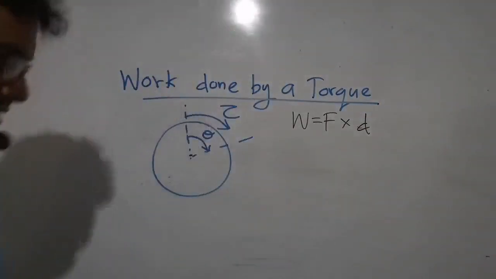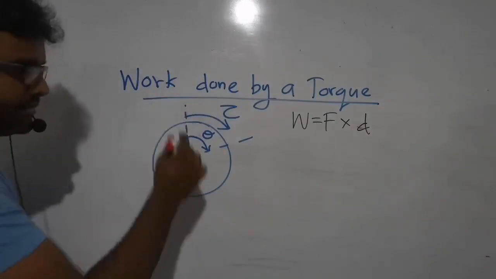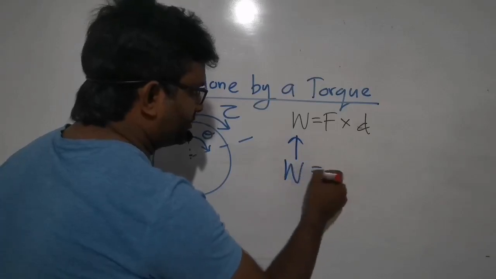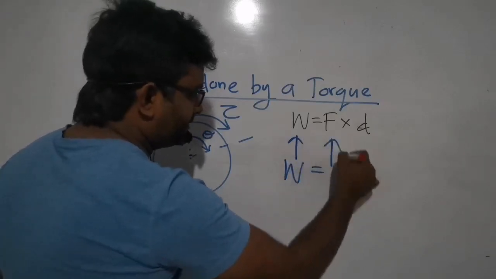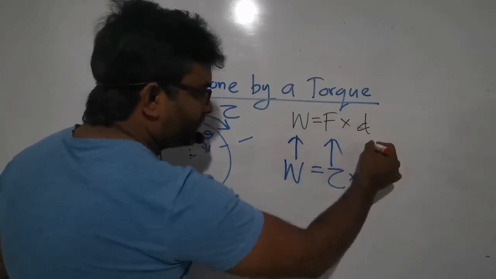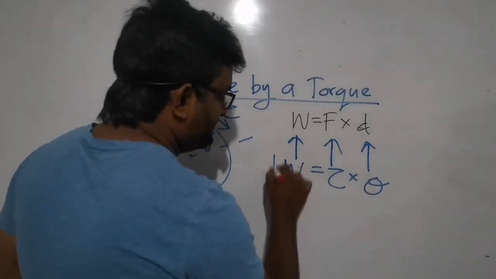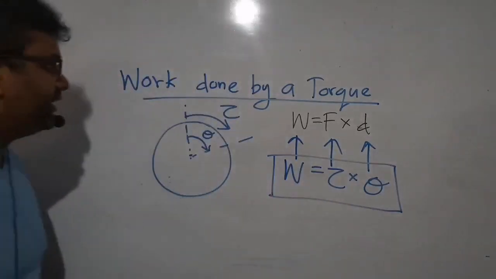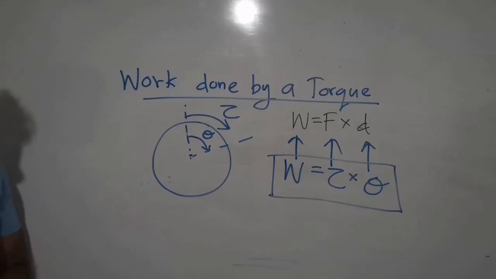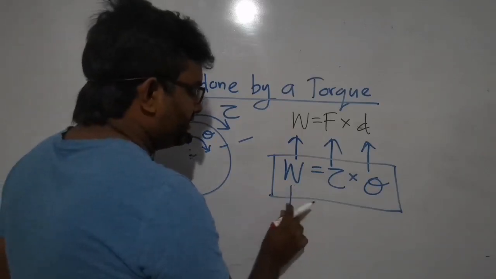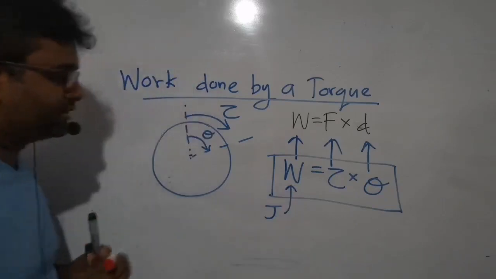Then we can replace those quantities using rotational motion quantities. So W is equal to, instead of F we can write tau, and instead of D we can write theta, you know that, right? So this is the equation for work done in rotational motion. Copy down this also. Now this is also a type of energy, therefore this is measured in joules, right? Okay, copy down.